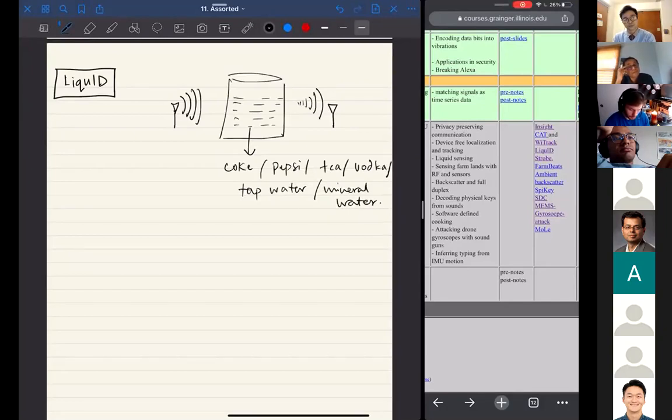Okay. How? Well, the core idea is when this liquid is not there, we are going to measure how much time it takes for the signal to go from the transmit antenna to the receive antenna. How much time it takes to go from the transmit antenna to the receive antenna is not super easy, but let's say you can do that.